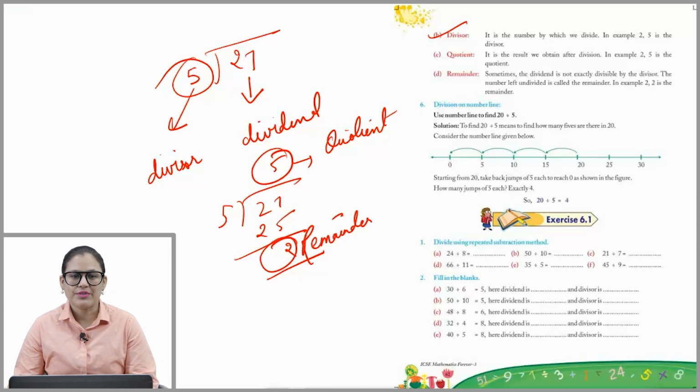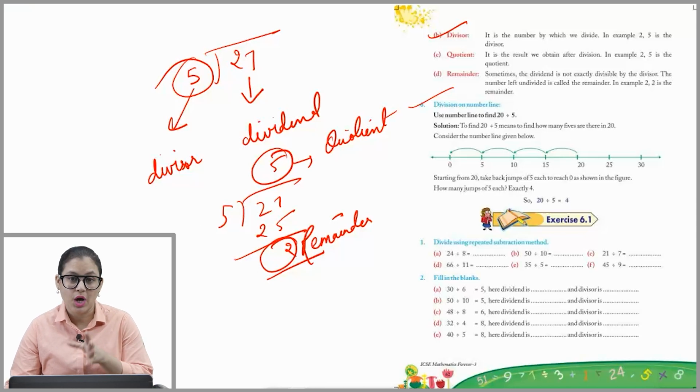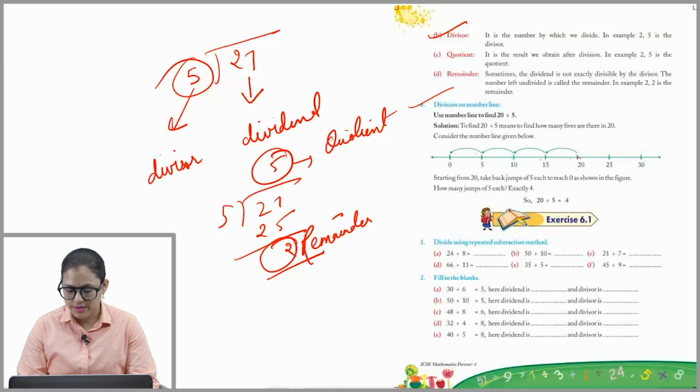Okay. 6, division on number line. Use number line to find 20 divided by 5. To find 20 divided by 5 means to find how many 5s are there in 20. Consider the number line given below. See, we started from 20, 1, 2, 3 and 4. So starting from 20, take back jumps of 5 each to reach 0 as shown in the figure. So how many jumps of 5 each? Exactly how many? 4. So 20 divided by 5 is equal to 4.